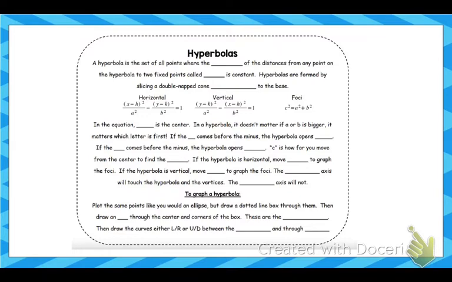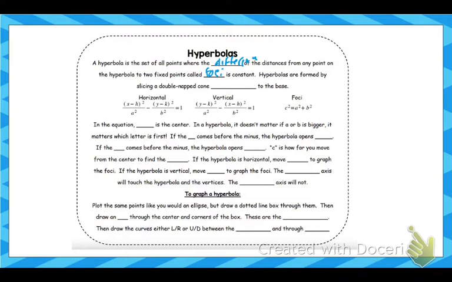So a hyperbola is kind of similar to an ellipse. It's a set of all points where, except this time, the difference of the distances from any point in the hyperbola to two fixed points, still called foci, is constant. For an ellipse, the sum was the same. For a hyperbola, it's the difference. Again, there's another link on Schoology that shows you visually what this actually means.